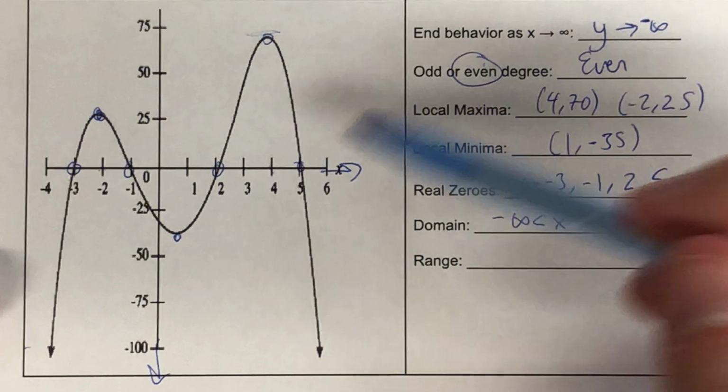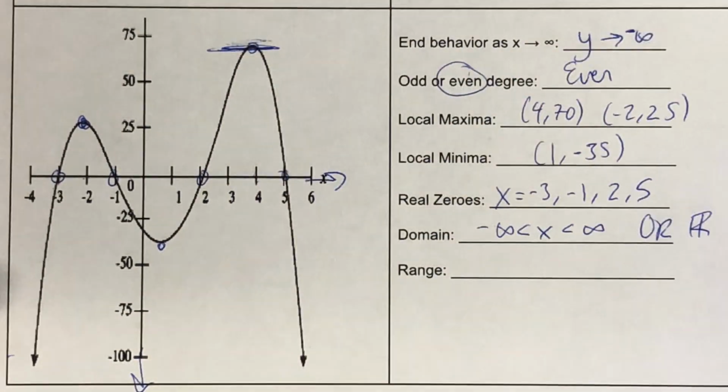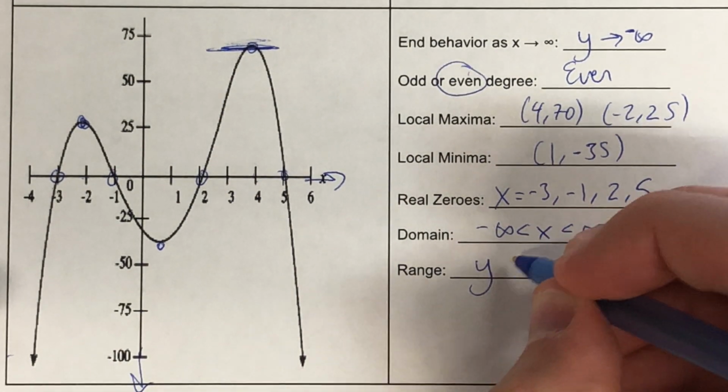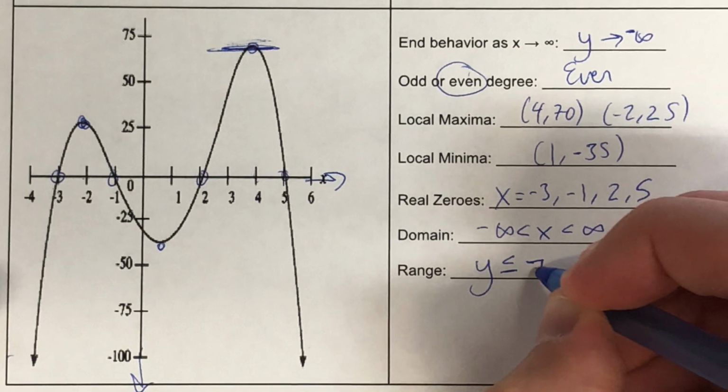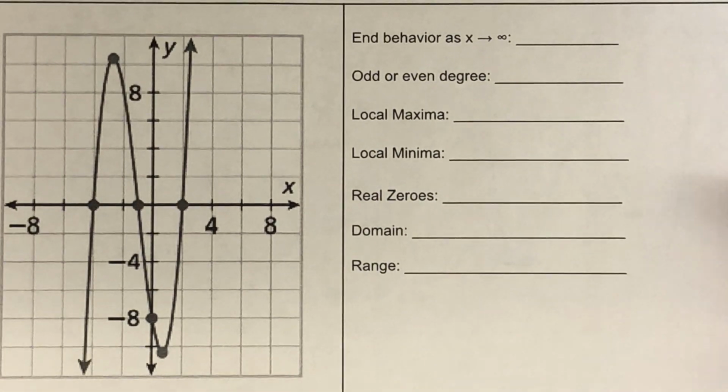Range, we do have this maximum point here at, what did I call that, 70, but everything else is below it, so y must be less than or equal to 70. So we can be equal to 70, we can be at 70, or below. Okay.